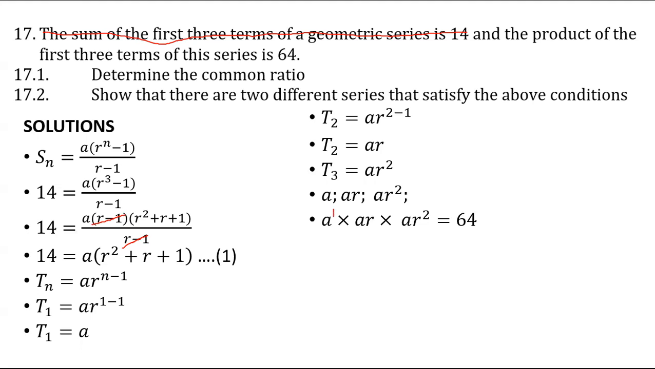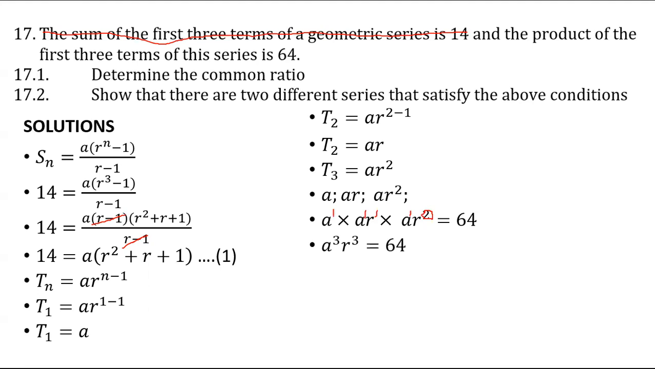This one plus this one plus that one will give us a base of A to the exponent of 3. What about the R's? This one, which is the exponent of the first R, I'm going to add it with the exponent of the second R, which is this 2. And that will give me 3. So I'll have a base of R to the exponent of 3, which is equal to 64.